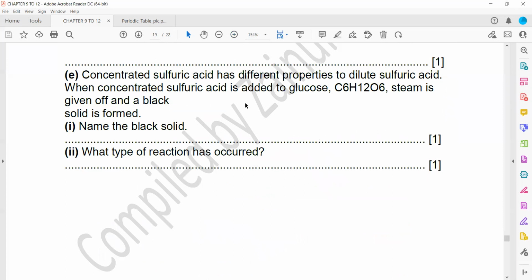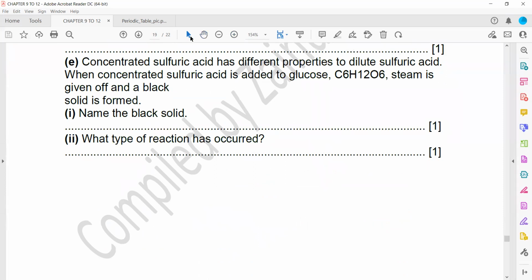Then concentrated sulfuric acid has different properties to dilute. When concentrated sulfuric acid is added to glucose, we'll observe a black solid, which is carbon. What type of reaction is this? This is called a dehydration reaction. When a water molecule is removed from a substance, we call it dehydration.